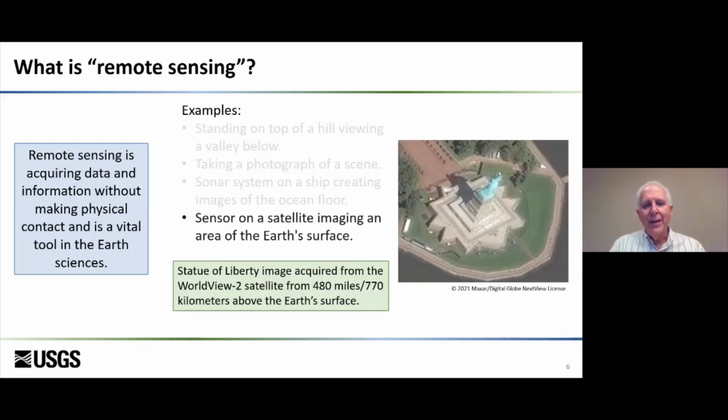So I mentioned that image of the Statue of Liberty. Well, this particular image was acquired from the WorldView 2 satellite, which is in Earth orbit about 480 miles above the Earth's surface. So that image was taken almost 500 miles away, truly remote when we talk about remote sensing. Now, the WorldView 2 satellite is owned by a company called Maxar. And the National Reconnaissance Office has a contract currently with Maxar to provide images from Maxar satellites to the defense and military community and to civil agencies such as the USGS. So that's how I was able to acquire that image.